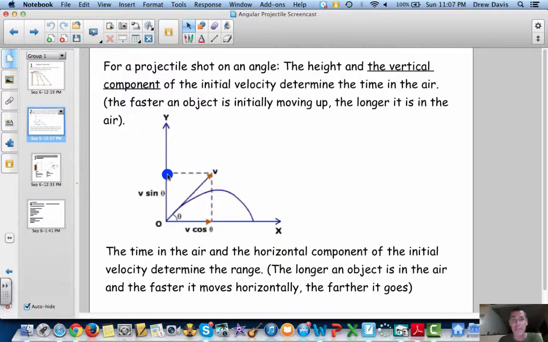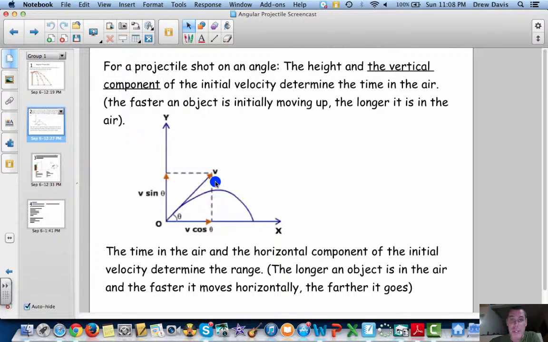If you throw a ball straight up in the air very fast, it has a lot of hang time, it stays up for a long time. If you throw it not so fast, it doesn't stay in the air very long. So once again, the two things that determine time in the air are the height that it's released and the vertical component of its initial velocity.